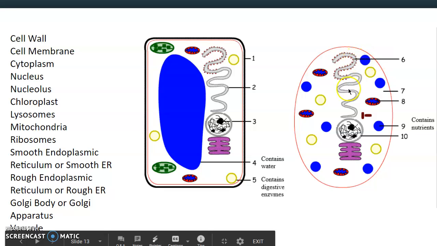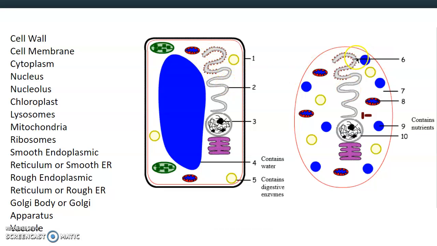Looking at number 6, this looks very similar to this picture. So if this was our smooth ER, this is going to be our rough ER because there's little bumps with the ribosomes on it. Number 7 is just pointing to the liquid inside. So the liquid inside would be our cytoplasm. Number 8 is pointing to a mitochondria. And number 9, this contains nutrients. So this would be a vacuole as well. And number 10 is pointing to the whole thing. So this is our nucleus.